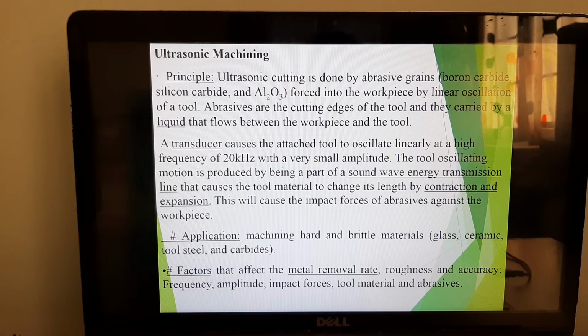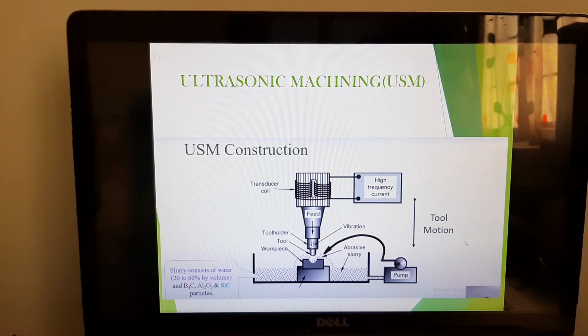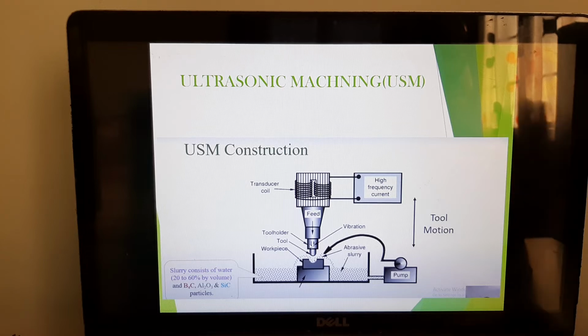So ultrasonic machining, what is ultrasonic machining? First of all, how does it look? So this is your ultrasonic machining. If you look at it, it's made of a transformer, and you have a transducer coiled around it. What does a transducer do? This entire system is connected to high frequency current. The transformer generates current, steps up, steps down the current. The transducer controls the oscillating motion of the machine itself.